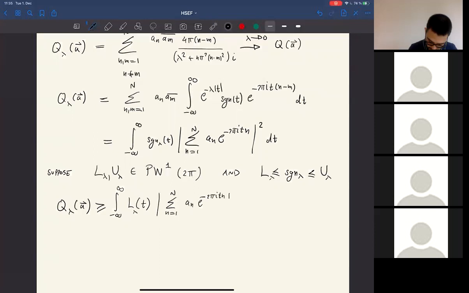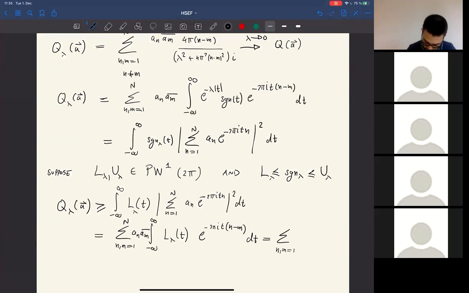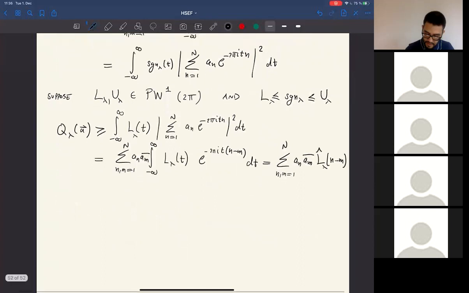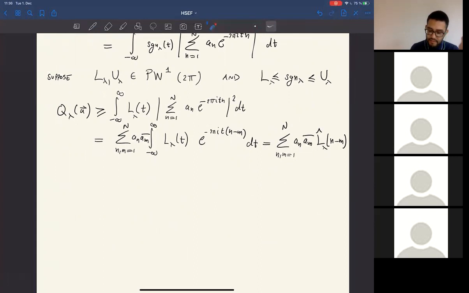Now we can open this thing again. Then you have A_M bar. And then in here we will get, as it was before, the integral of L lambda of t times e to the power of (n minus m) dt. But this thing is nothing but just the Fourier transform of L lambda at the point n minus m. But then the Fourier transform of L lambda is supported in the interval minus one, one.